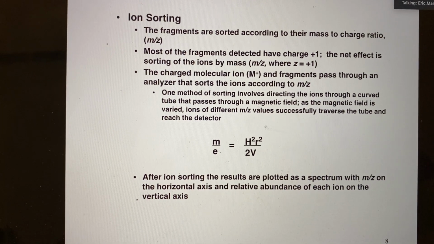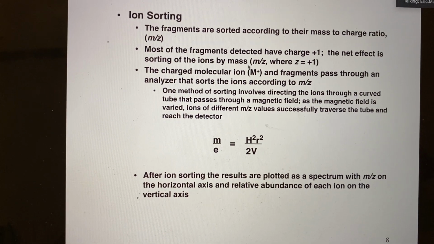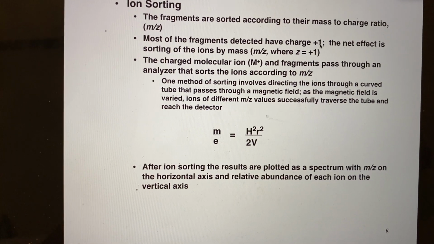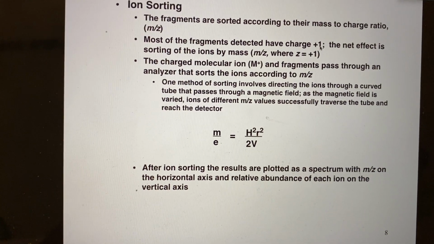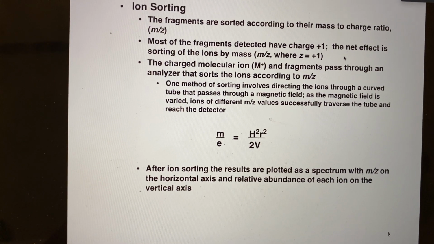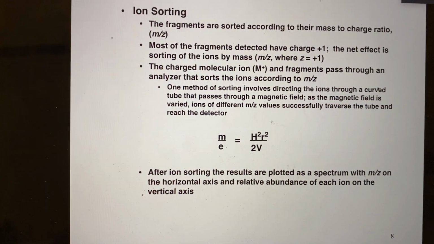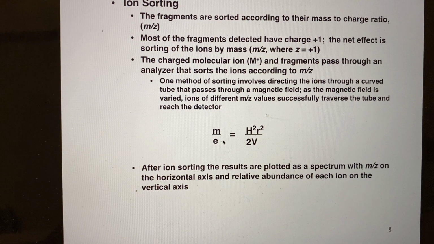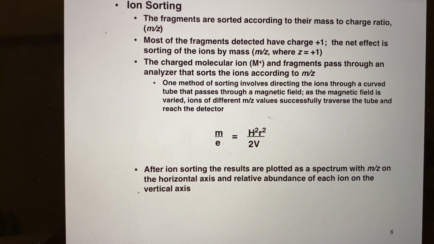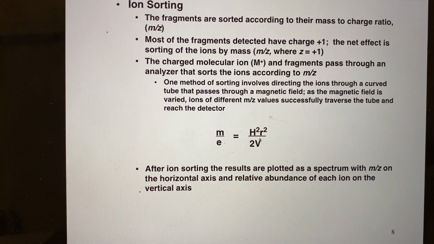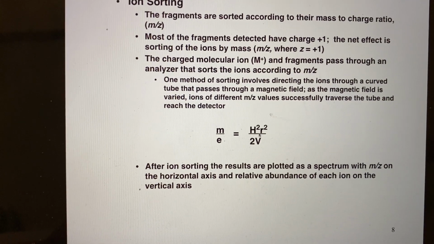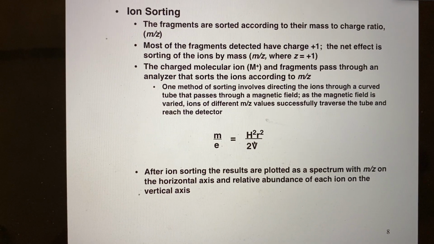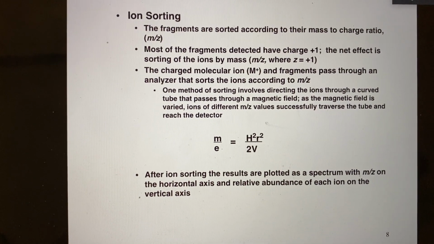So again, the fragments are sorted according to the mass to charge ratio. Most of the fragments detected have only a +1 charge. Okay. Can we see +2? Yes. But most of the time, we're only looking at +1 charges. So it really makes this process a lot easier. And this is what we're kind of doing here. So the mass to charge ratio is equal to magnetic field times the radius divided by the voltage. Okay, so by varying the voltage or magnetic field, I can get different curvatures and get the ions to focus at different rates. Okay, so that's in essence what we're doing here.